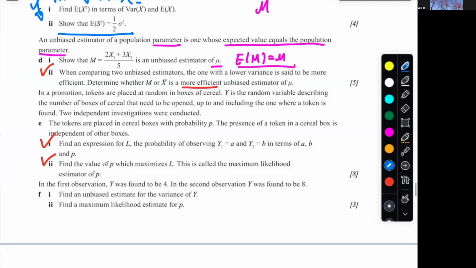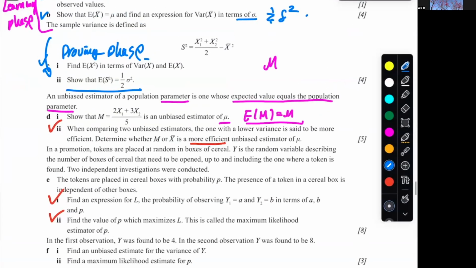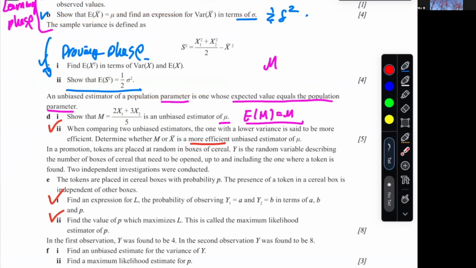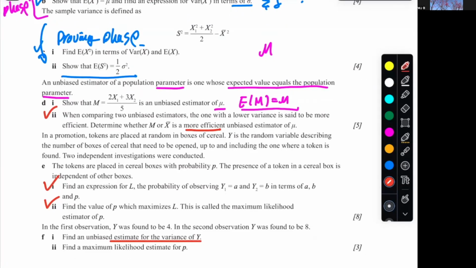Well, we did not learn the unbiased estimator for the variance, but in the question, they have given you a definition. So what you want to do is to see whether you can use that definition. What are we given? An unbiased estimator for a population parameter is one whose expected value equals the population parameter. So if you want the unbiased estimator for the variance of y, what do we have to do? Where y1 was 4 and y2 was 8.